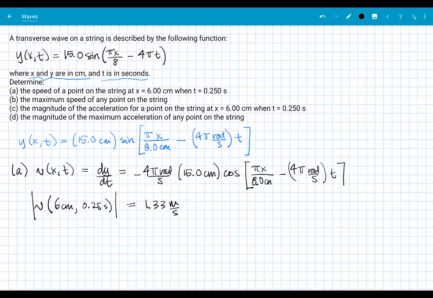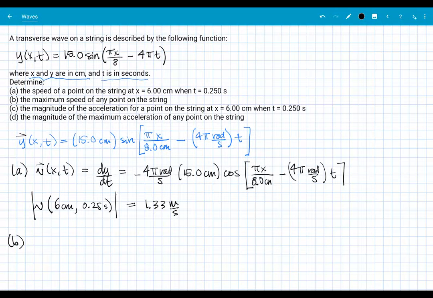Okay, moving on. So part B, the maximum speed of any point on the string. Okay, so this is kind of cool. Look at the equation that we expressed here for the speed of the string, the velocity equation there, right? So this is actually the velocity of a point on the string. I can put hats on these because they are signed and those signs are meaningful.